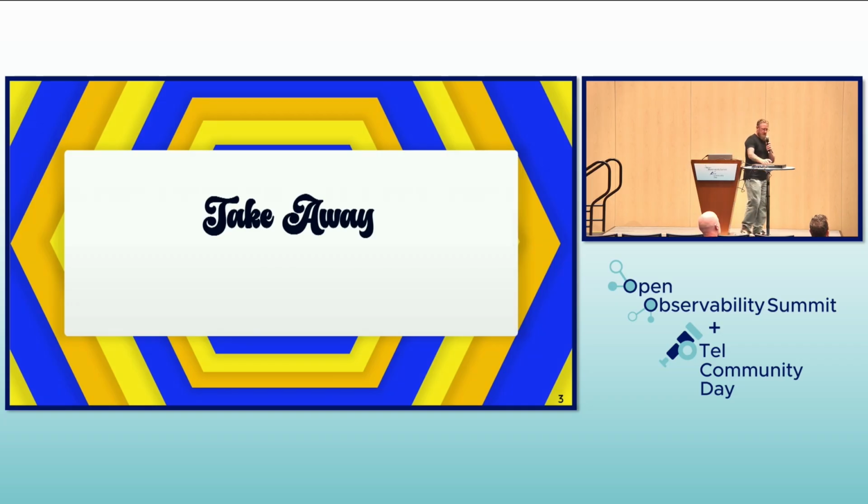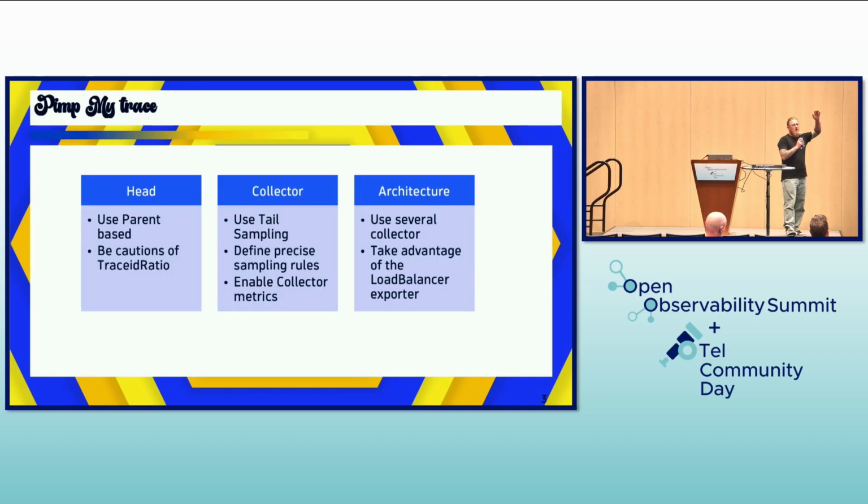Okay, so let's go through the takeaways. What did we touch on today? A couple of things. First, if you use head sampling, I would say use parent-based, but remember that the health check and every asynchronous call will be sampled, and you won't have them back in your backend. Use trace ID ratio with caution. I would say don't use it.